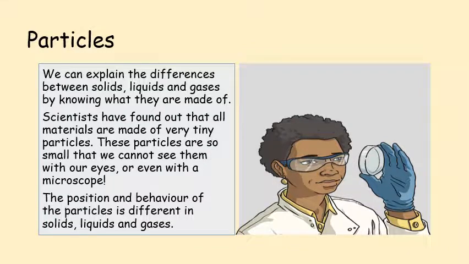Next time we'll be looking at the differences between solids, liquids and gases by finding out what they are made of. Scientists have found out that all materials are made of very tiny particles. These particles are so small that we cannot see them with our eyes or even with a microscope. The position and behaviour of these particles is different in solids, liquids and gases.